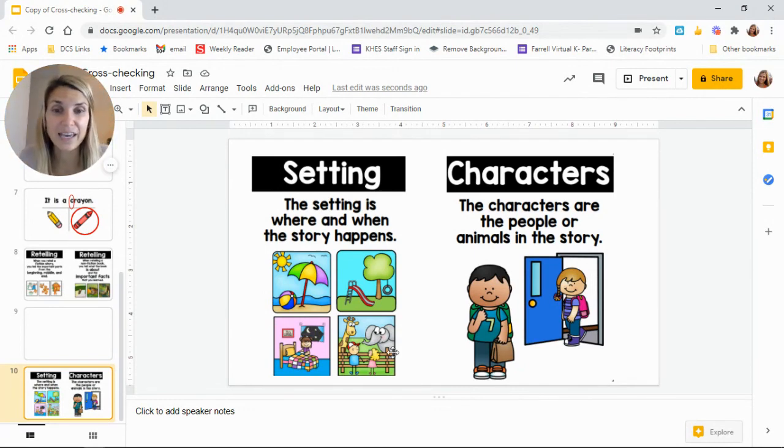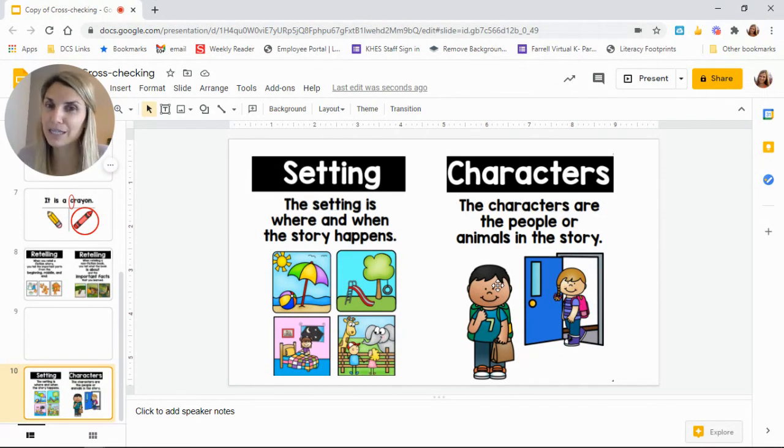And then the next thing is the characters. The characters are the people or animals in the story. Now, this little girl never told us her name, but we can say that the character was a little girl. She was in the story. And those are some ways that we can retell something about what we read.